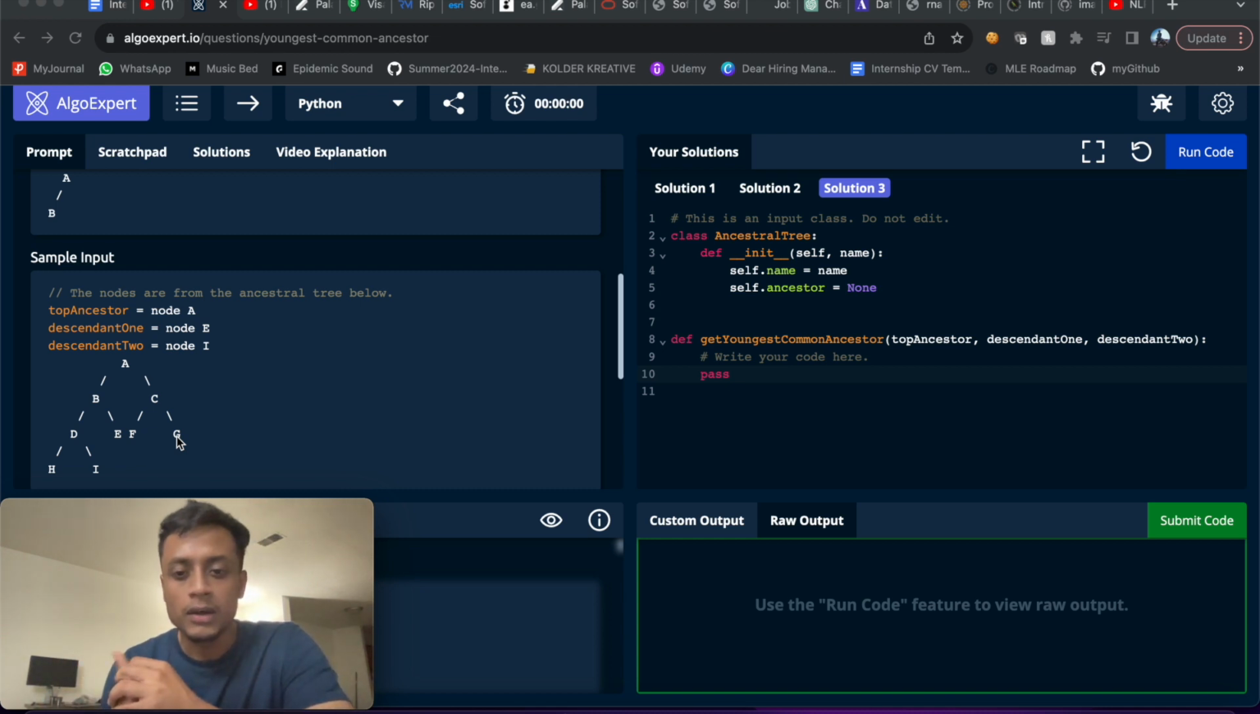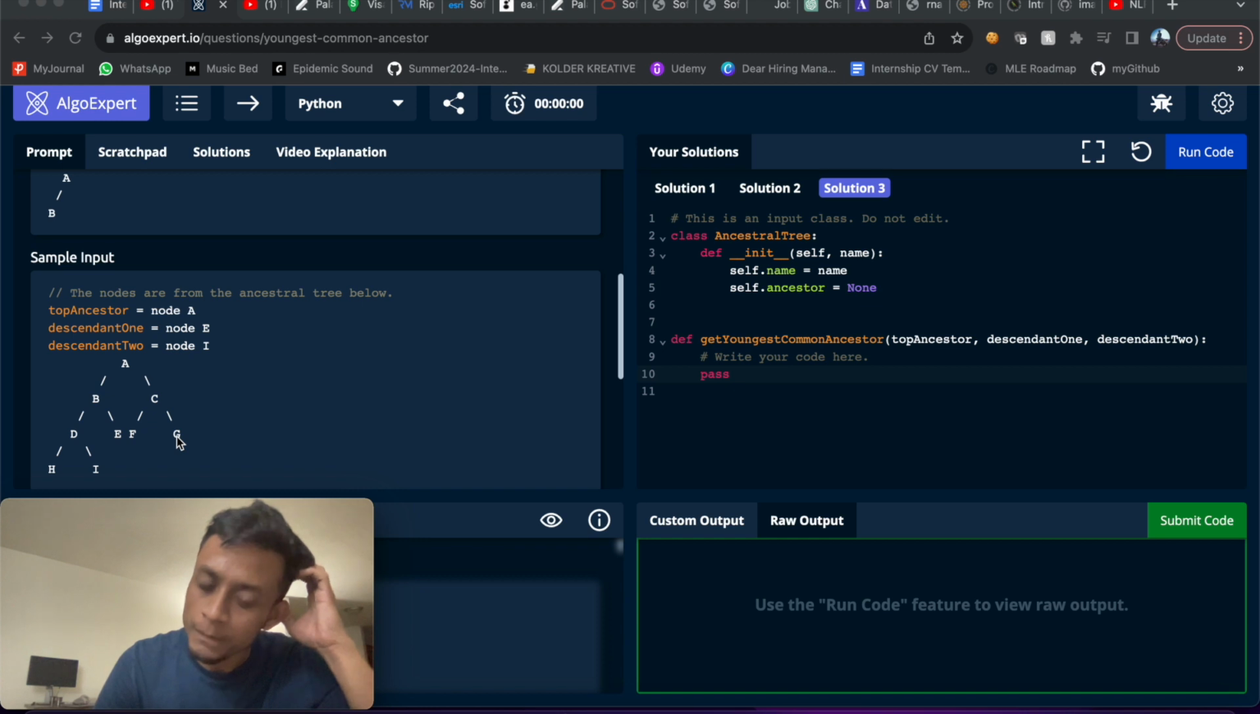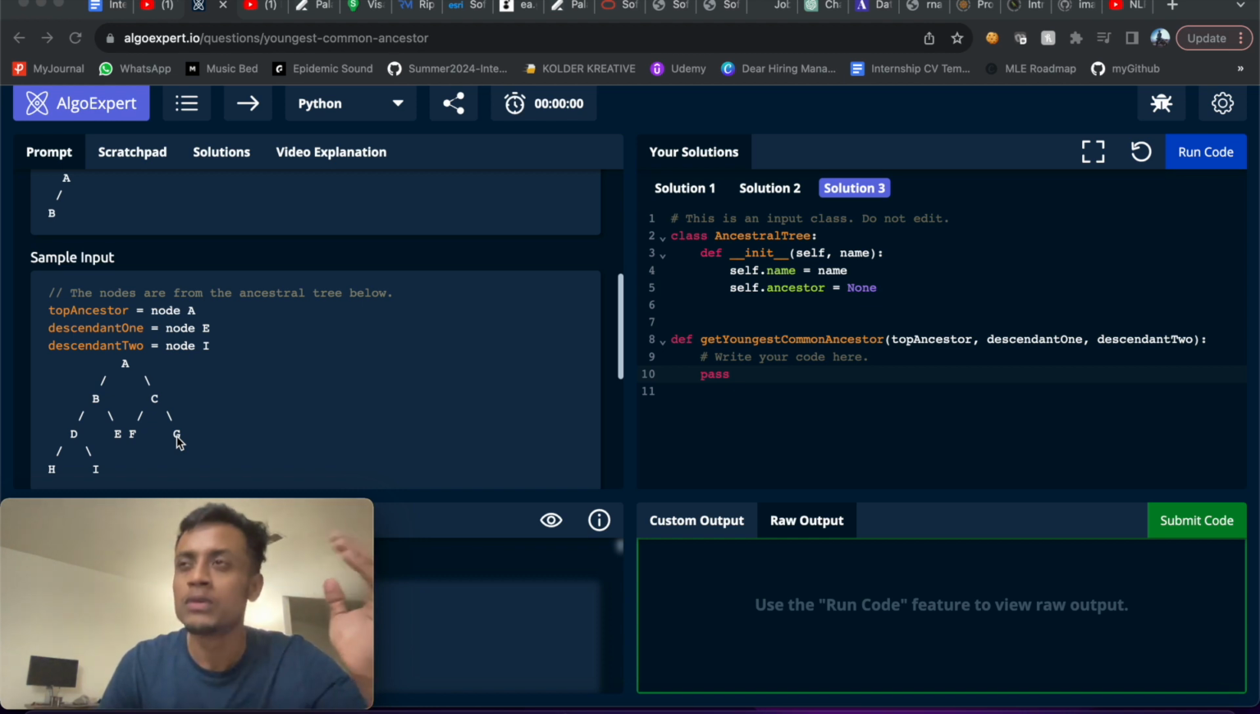So the solution goes something like this. The first thing that we have to do is find the depths of each node, so that we know exactly where they're placed, at least the level at which they're placed. So when we know the depths of both descendant nodes, what can we do to find the common ancestor? Can we traverse both of them simultaneously until something gets common?